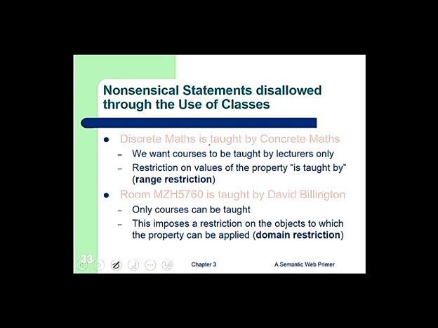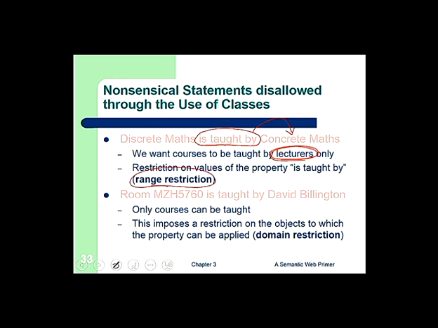Let's say this is a property, is taught by. So what type of values can it have? A course should only be taught by lecturers. Okay, so if we define a type of lecturer, now I can say that the value of this property should be from the lecturer class only. So the lecturer class provides me the capability to say that the value of this property cannot be anything other than a lecturer, right? So this is called range restriction.